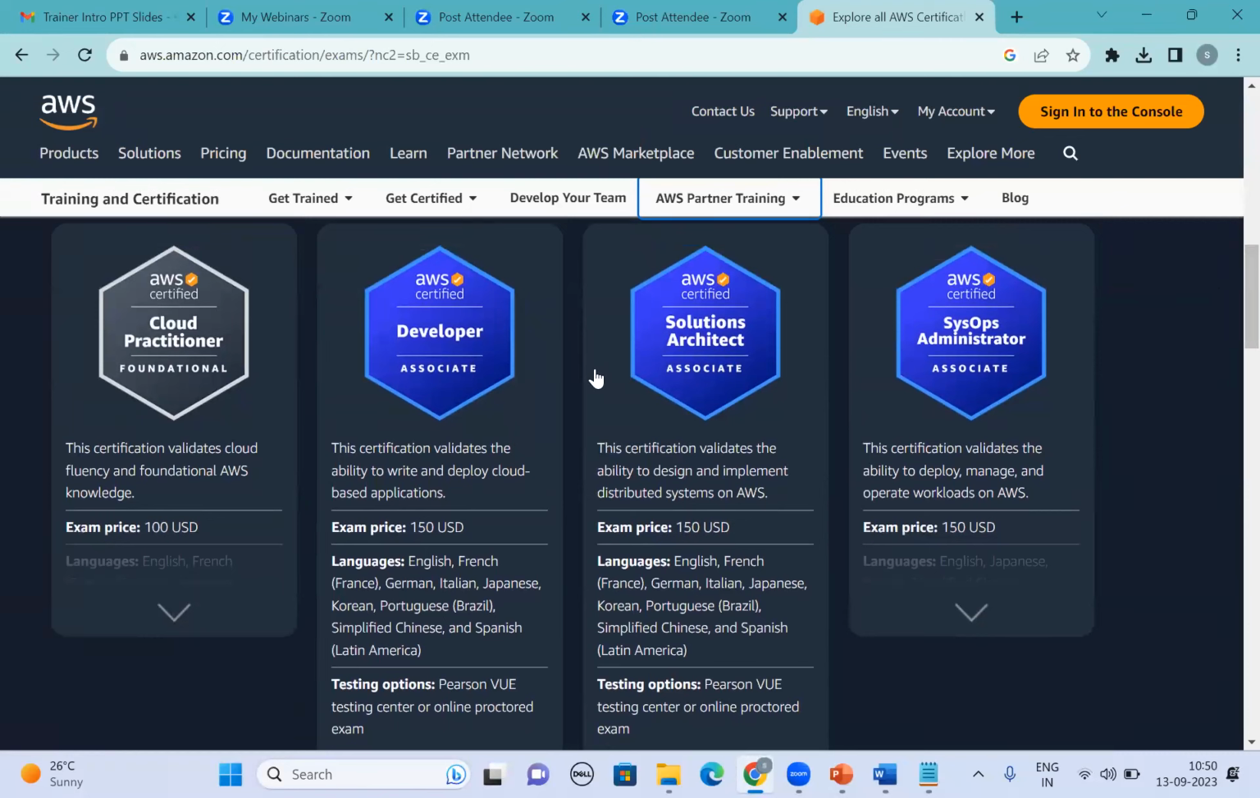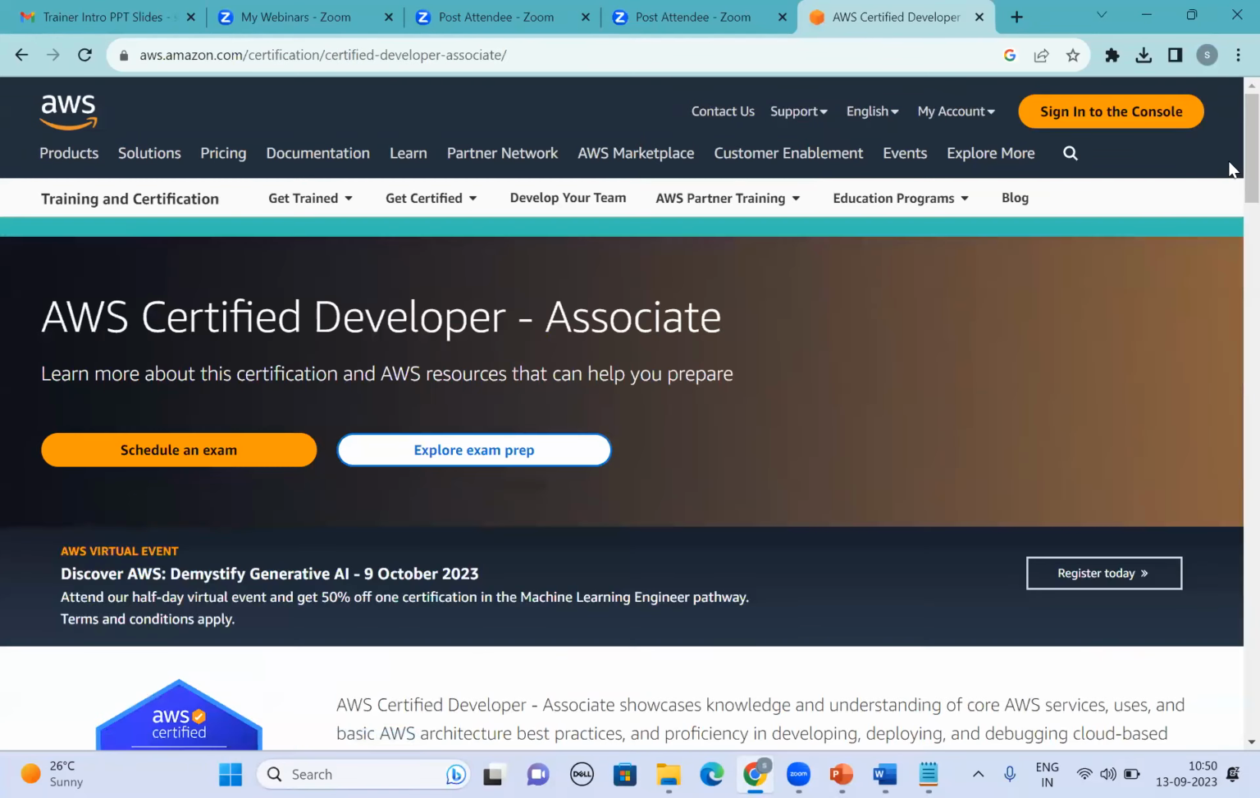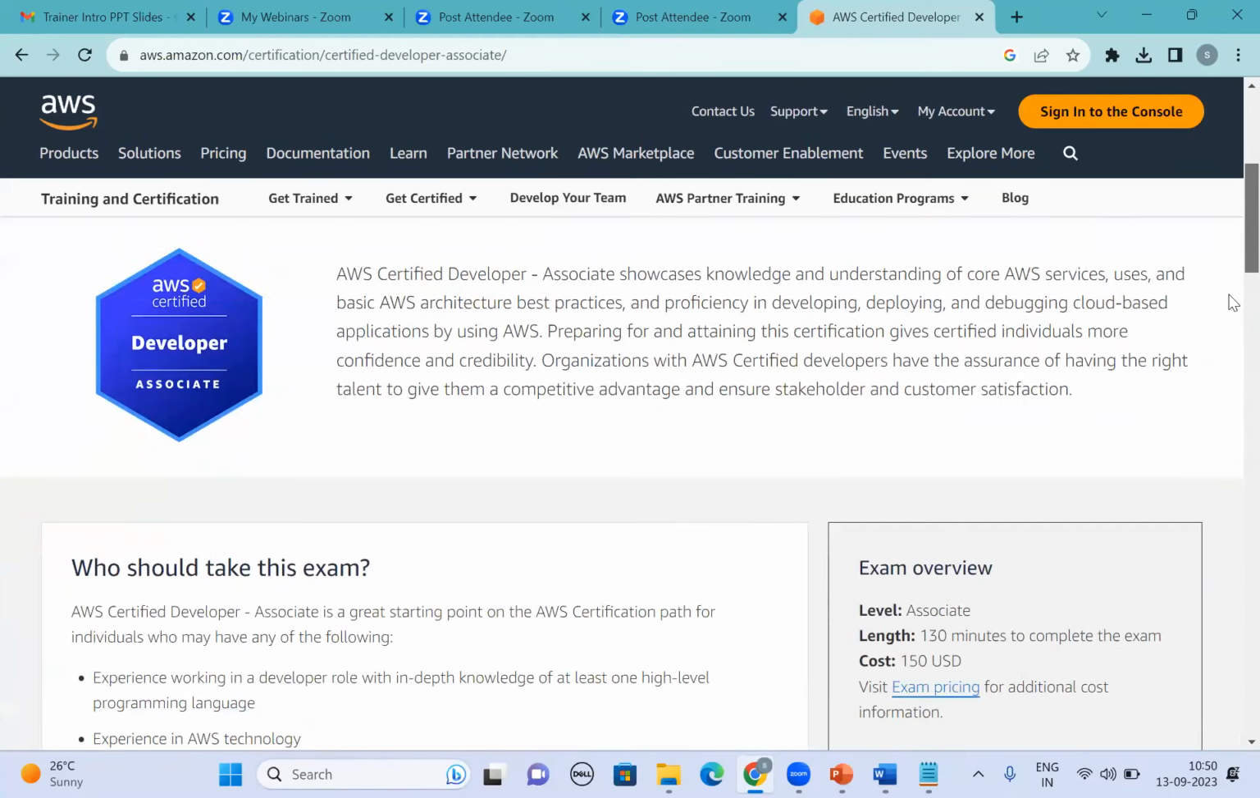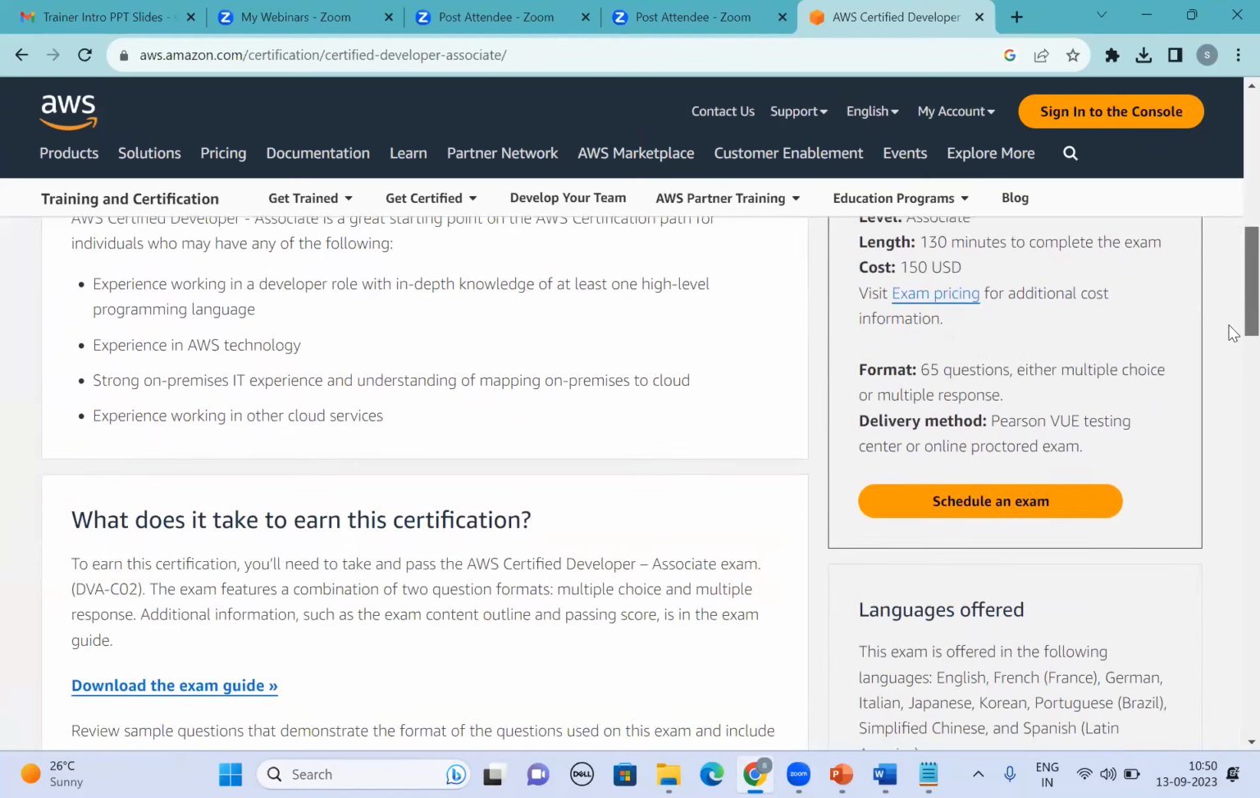And coming to the course content, for both these courses, you have to learn what is AWS, what is cloud, etc. For the add-on, you have to go for the developer related topics. If you go for, suppose, let me show you.